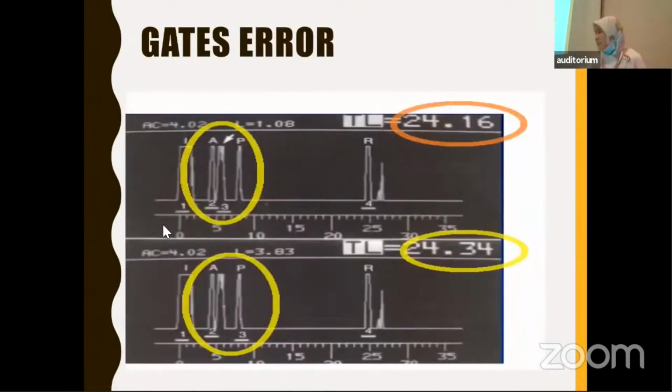Okay. This picture shows us the effect on axial measurement if the gate is in the wrong place. As you can see, the gates at number 2 and 3 in the upper picture are not correct. The gate is supposed to be as in the lower picture. You can see the difference in the axial length is about 0.2 millimeters.